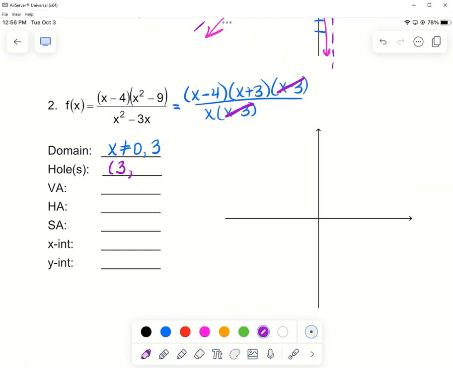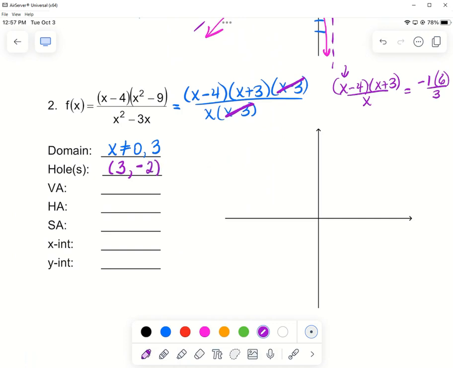Now, how do I find that something? Well, my reduced version is going to be x minus 4 times x plus 3 over x. And then I will plug in a 3 for those x's. So I'm plugging in a 3 here. 3 minus 4 is negative 1. 3 plus 3 is 6. And over 3, of course, is just 3. So I get negative 2 for the hole.